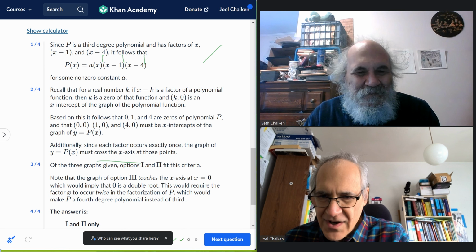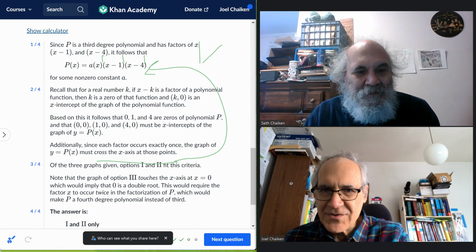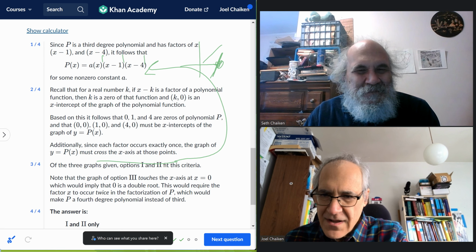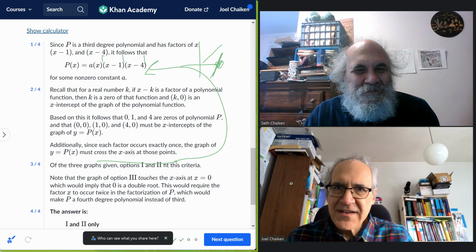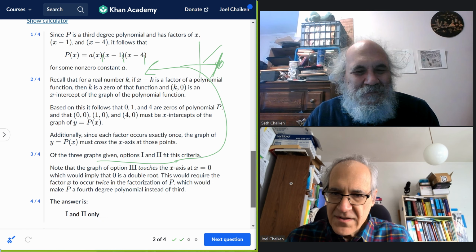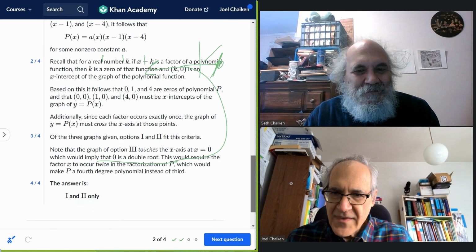It crosses at those points once because the multiplicity is 1, so it crosses. It doesn't bounce. Of the 3, 1 and 2 are the ones that hit the criteria. Those are the only ones that hit that criteria. So the answer is 1 and 2.